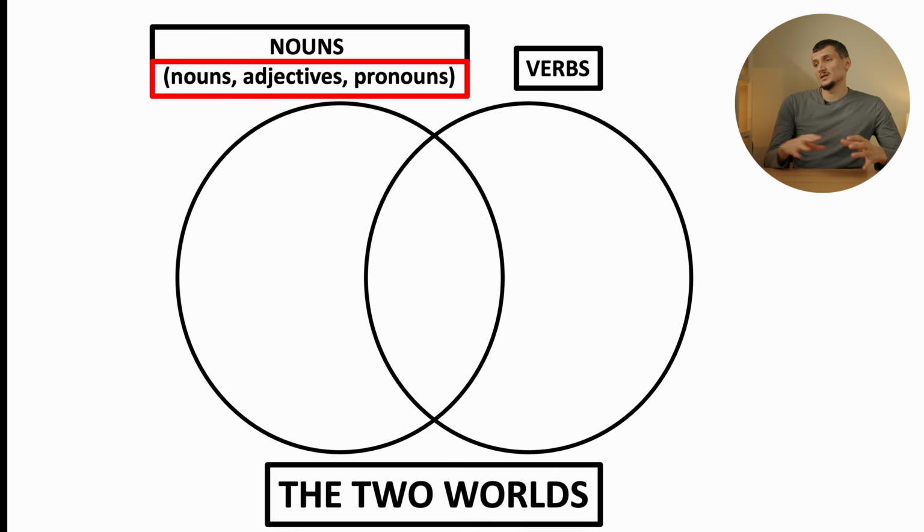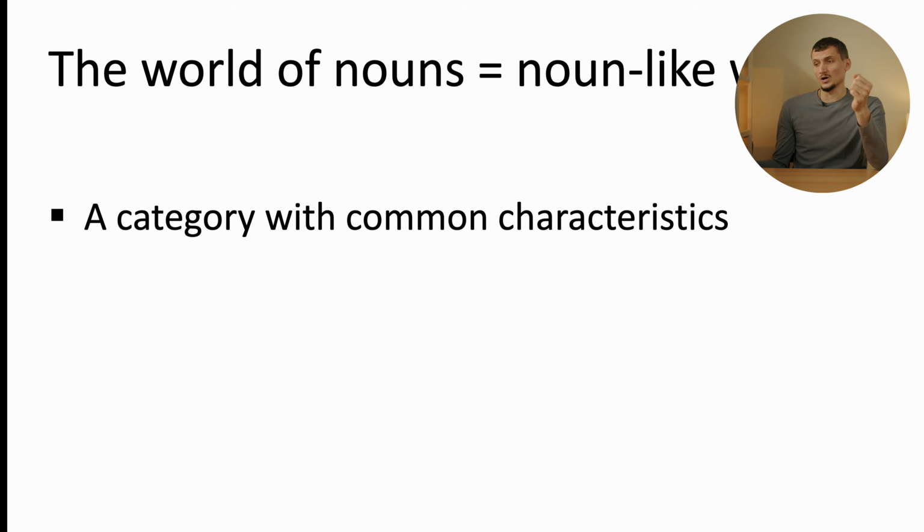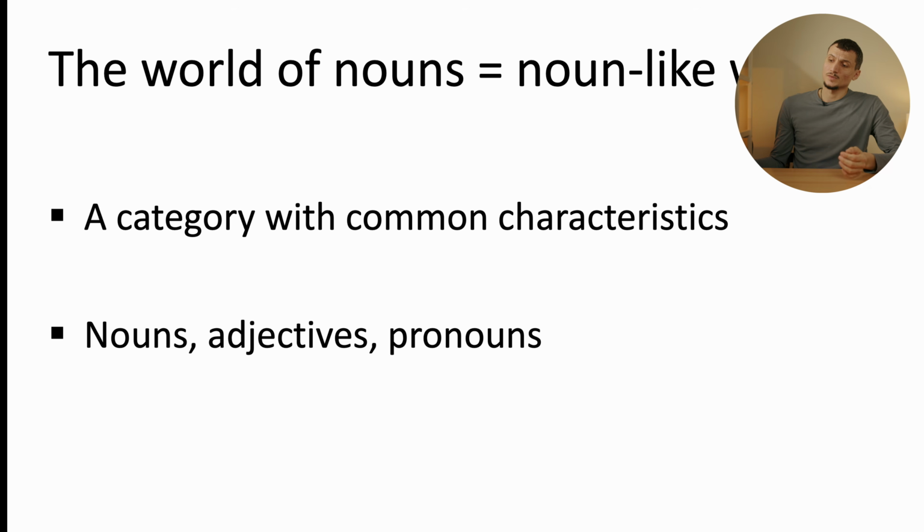Now, we said that the world of nouns consists of nouns, adjectives, and pronouns. In order to avoid using the phrase the world of nouns over and over again, in order to avoid this metaphor of nouns, we will refer to them as noun-like words, okay? It's exactly the same thing. Noun-like words equals the world of nouns. And so if we have a look at those, we're basically talking about a category of words with common characteristics. And that category consists of nouns, adjectives, and pronouns.